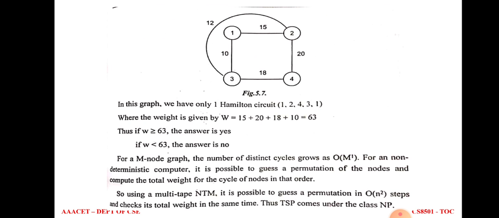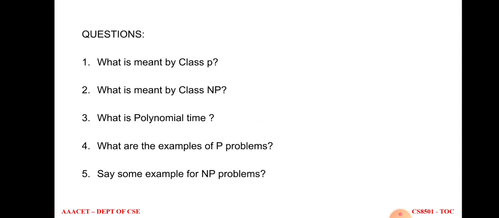But for the class P problem, with Kruskal's algorithm we can find the minimum weight of a spanning tree without cycle formation, whereas in the traveling salesman problem we form a cycle. So this is an example for class NP. In this lecture we saw what a P problem is, what class NP is, what polynomial means, and saw some examples for P and NP problems.